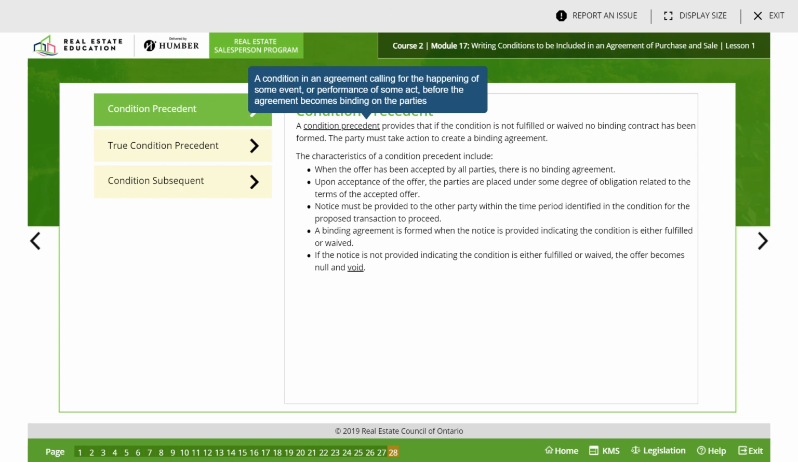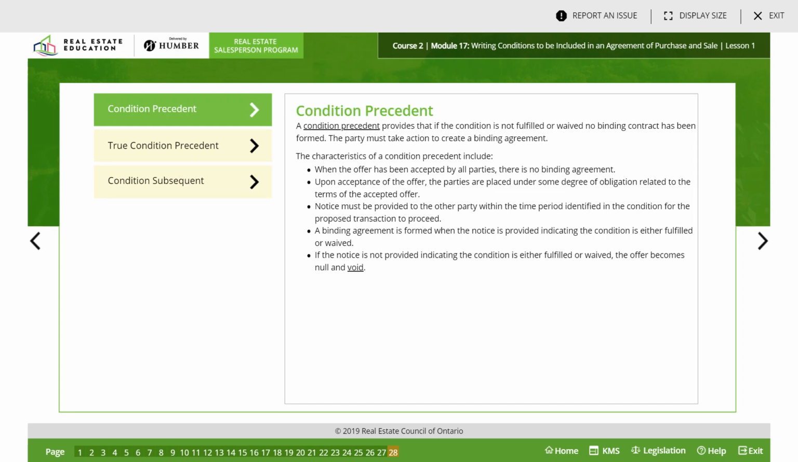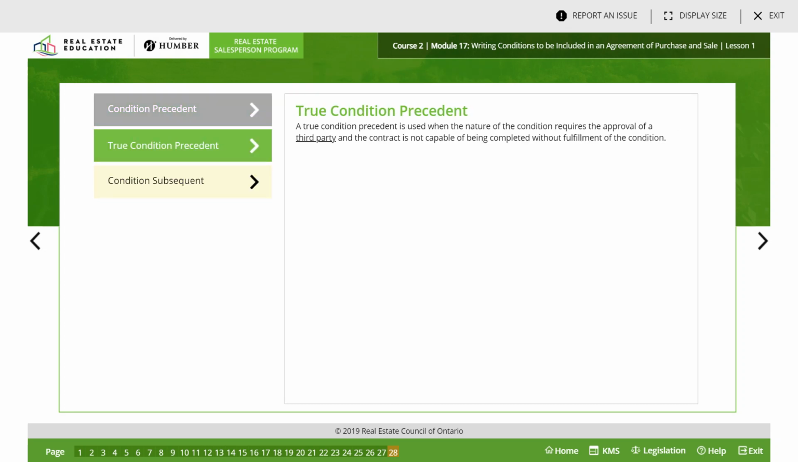A binding agreement is formed when a notice is provided indicating the condition is either fulfilled or waived. If the notice is not provided indicating the condition is either fulfilled or waived, the offer becomes null and void. A condition precedent is a condition in an agreement calling for the happening of some event or performance of some act before the agreement becomes binding on the parties. And then a true condition precedent is used when the nature of the condition requires the approval of a third party and the contract is not capable of being completed without fulfillment of that condition.